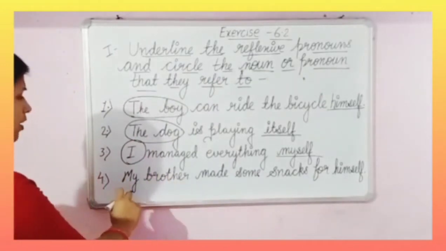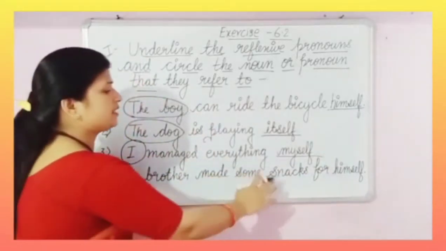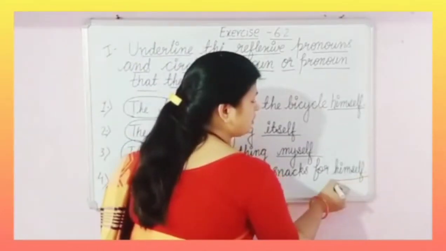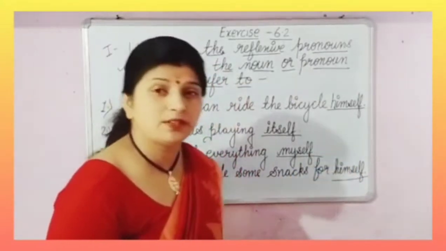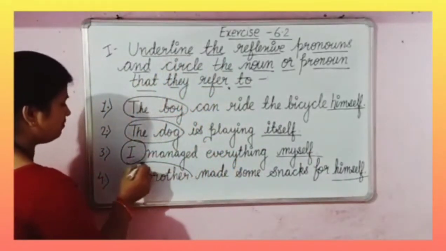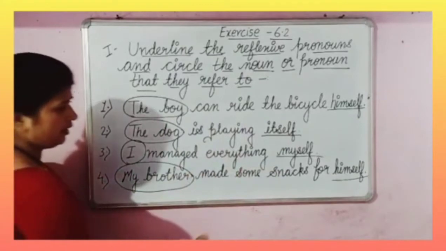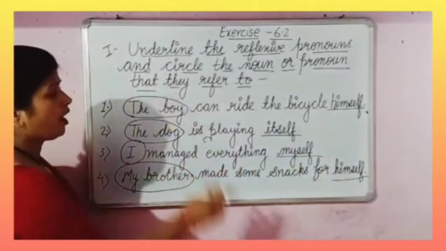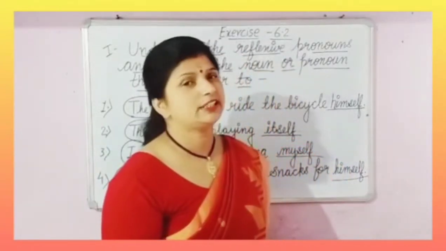Okay. Now, my brother made some snacks for himself. So in this, himself will be your reflexive pronoun. Himself for whom? Who is himself said for? We have said for my brother. Brother is a male member, male gender, so we have used himself for the boy, my brother. If it were a sister here, it would be herself. So I hope you have understood this exercise well. The rest of the questions of this exercise we will discuss in the Google Meet.